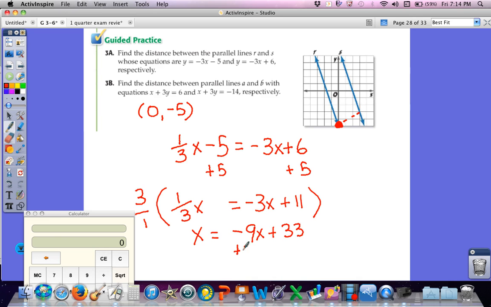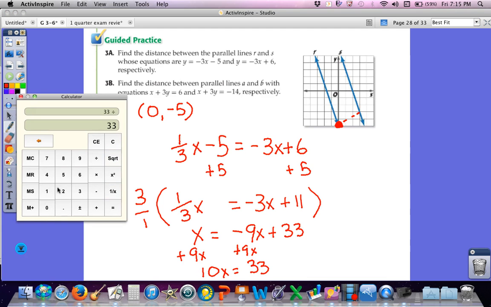So now I'm going to add 9x to both sides, and I get 10x equals 33. Dealing with geometry, so I can have a decimal. 33 divided by 10 is 3.3. So it's a good thing I checked because it looks like it's going to intersect at 3, -3, but I can see the x-coordinate is not actually going to be 3. It's actually going to be 3.3 comma some number.